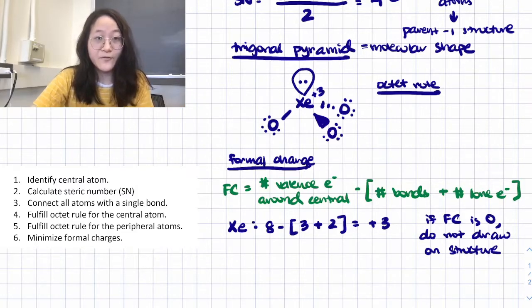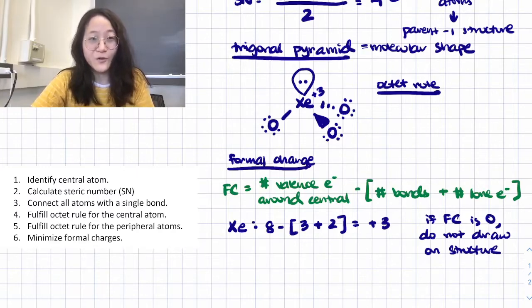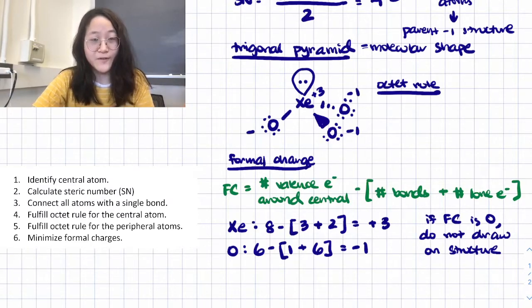So now that we have the formal charge for xenon, let's calculate the formal charge for each of our oxygens. So we have typically 6 valence electrons around the central atom, but in this case we have 1 bond plus 6 lone electrons. So this is 6 minus 7, which gives us -1. And so each of our oxygens here have a formal charge of -1.